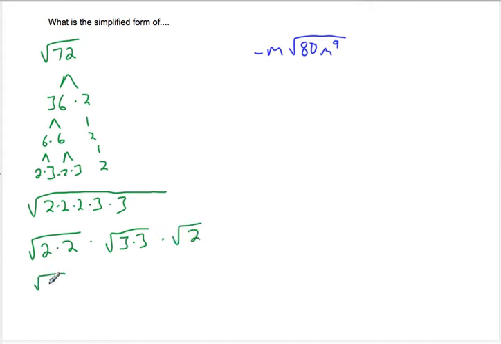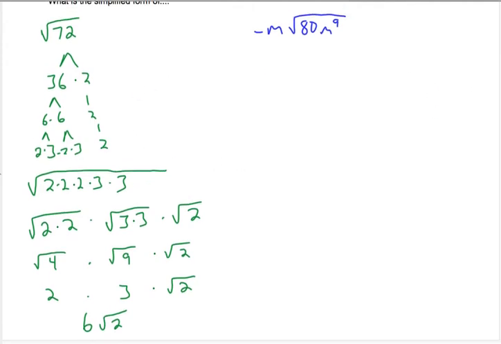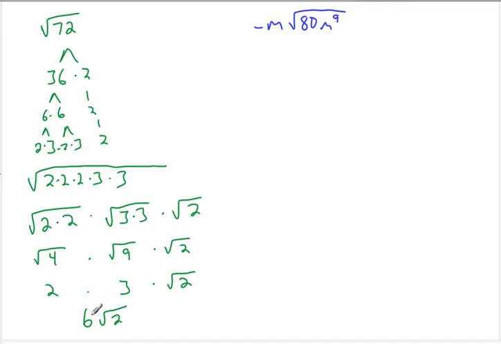And so here we can see that 2 times 2 is 4, and 3 times 3 is 9, which are square numbers. And so we know what the square root of 4 is. It is 2, and the square root of 9 is 3. And then the square root of 2, unfortunately, is just the square root of 2. So 2 times 3 is 6, and then we have this root 2. Whenever you have a number next to a radical, that just means multiplication, just kind of like if it were parentheses or something. And so the simplified radical form of the square root of 72 is 6 times the square root of 2.